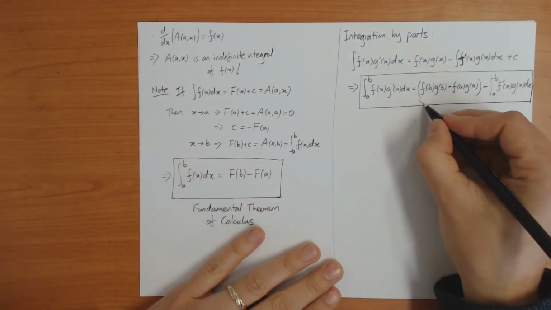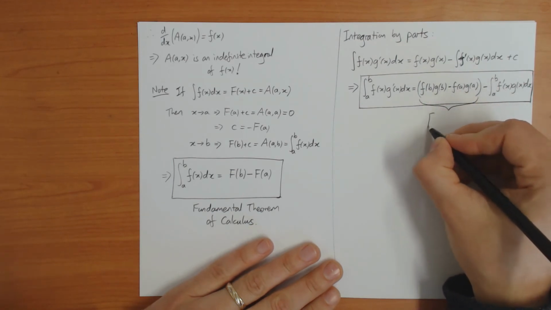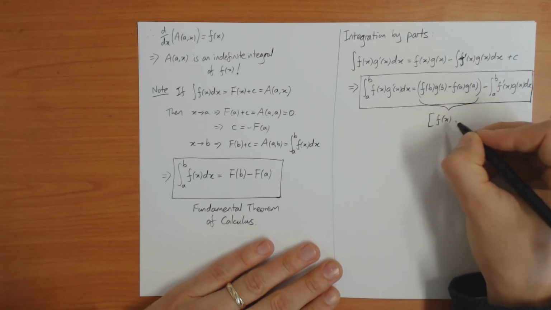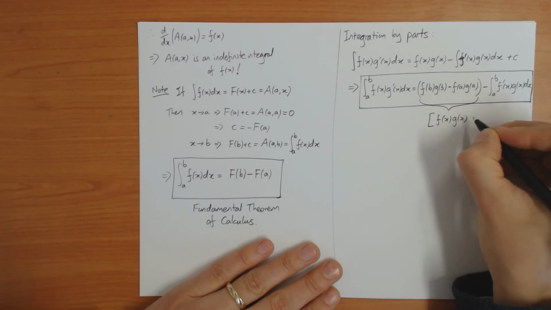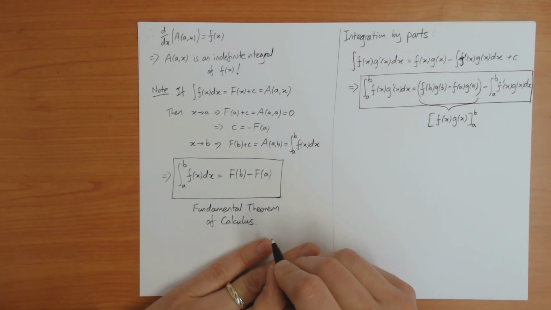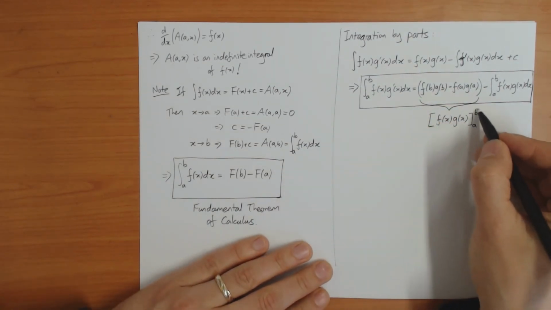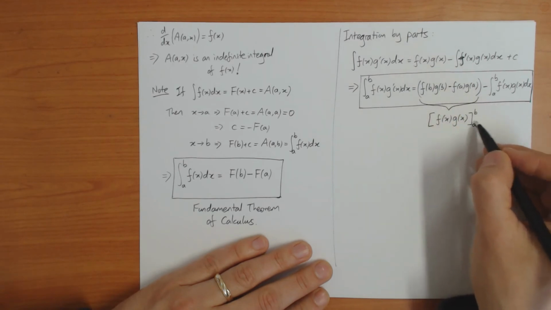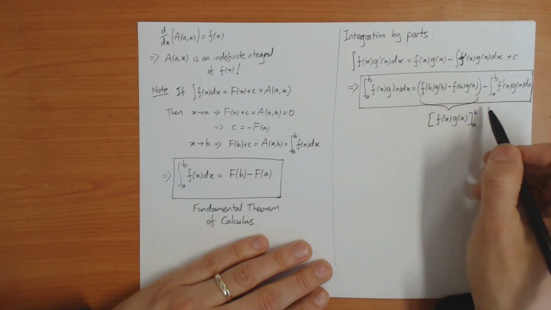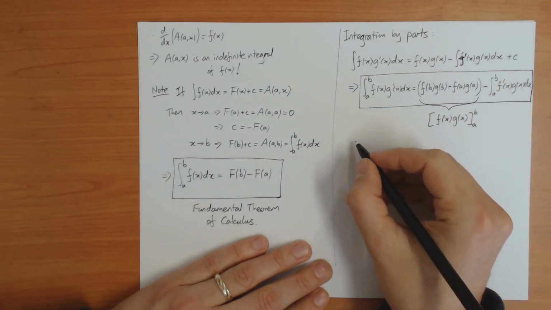Okay, and this term in the middle, where you evaluate it at b and a, is often written as follows: f of x g of x in square brackets with b at the top and a at the bottom. So what this means is take this function, evaluate it at b, and then minus the result at a. Okay, so that's the integration by parts formula.